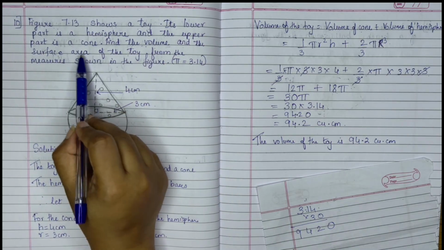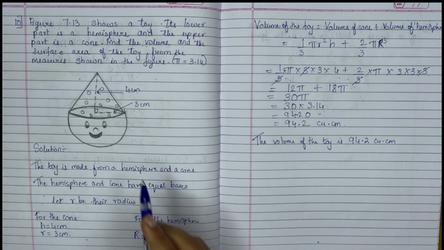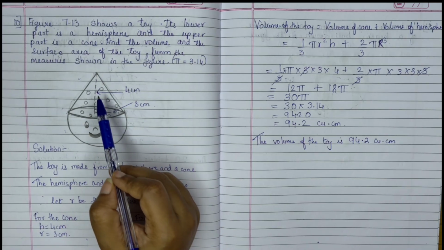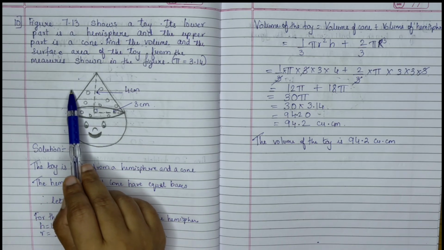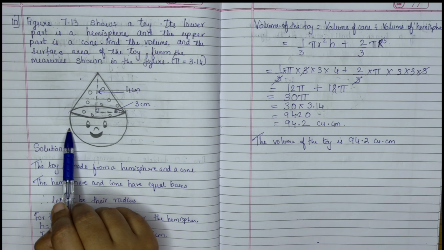Now we will find the surface area of the toy. Okay, now we will find the surface area of the toy. So for the surface area of the toy, surface area is the curved surface area. So again you will take curved surface area of the cone plus curved surface area of the hemisphere.